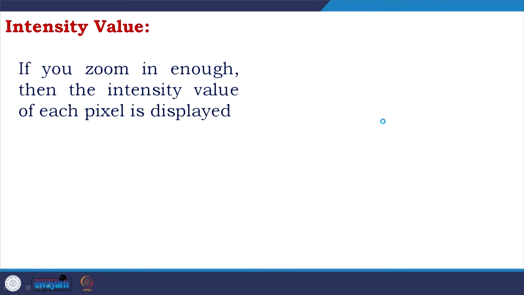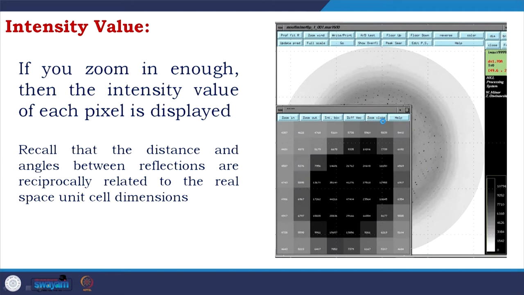You want to look at the intensity values. If you zoom in enough, then the intensity value of each pixel would be displayed. Each of the pixels has its number. How do you understand which one is the dark one? If I take this, this is the core, you see that in the center it is 47,000, 44,000, 41,000, whereas here you get 4,000. So, a 10 times difference in the intensity. From here, you could understand that the distance and angle between reflections are reciprocally related to the real space unit cell dimensions. So, from this information, you could go on to understand more.